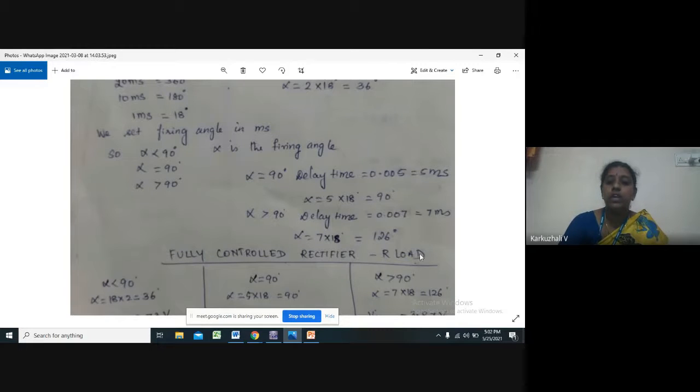This is for a fully controlled rectifier with R load that I have taken. The same concept is also applicable for the AC voltage controller. So alpha less than 90° means a firing angle of 36 degrees. For 90°, take your time delay as 5 milliseconds, and for greater than 90°, you can take any value above 5, either 6 or 7. For example, I have taken 7, which is nothing but 126 degrees.